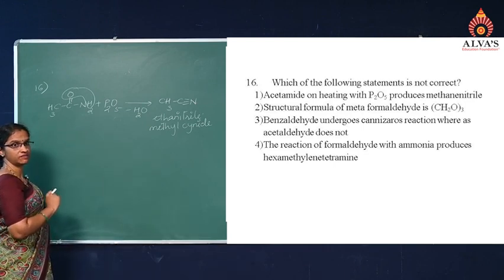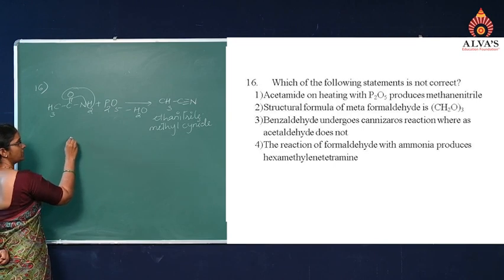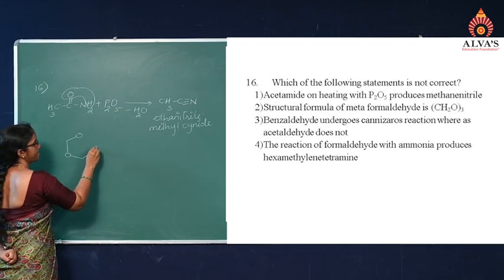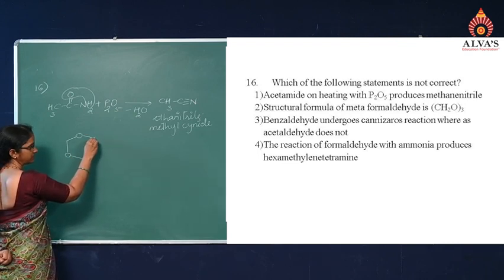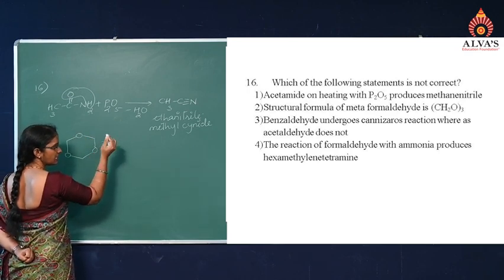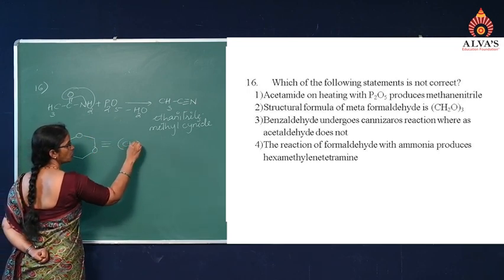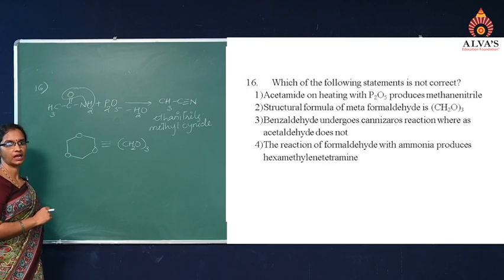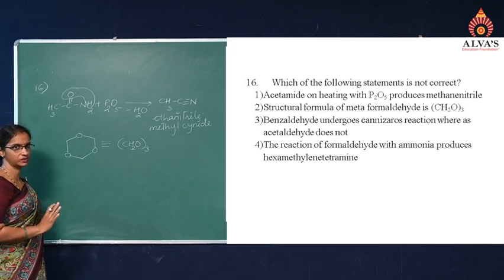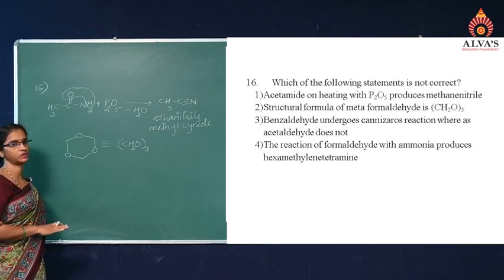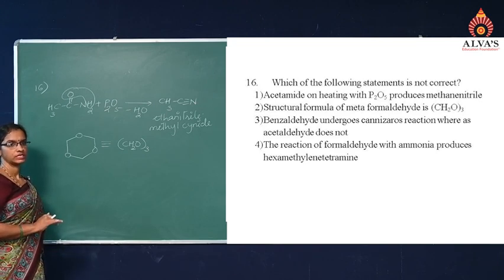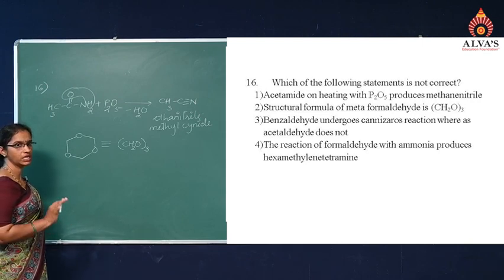Second option, structural formula of metaformaldehyde. Metaformaldehyde is this compound. Each corner represents a CH2 group attached to oxygen. Hence, you can write its formula as CH2O thrice. Second is correct. Third option says benzaldehyde undergoes Cannizzaro's reaction. That is true because benzaldehyde does not have alpha hydrogen, whereas acetaldehyde has alpha hydrogen. It will not undergo Cannizzaro's reaction.